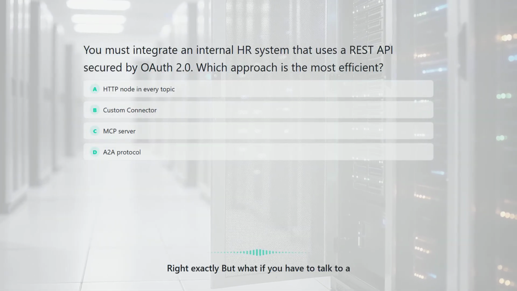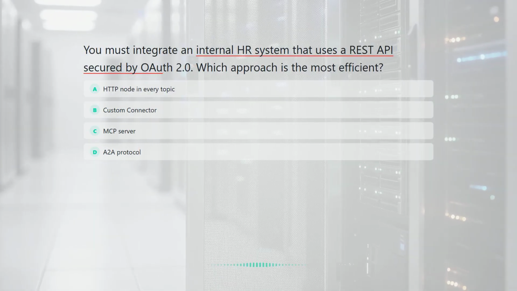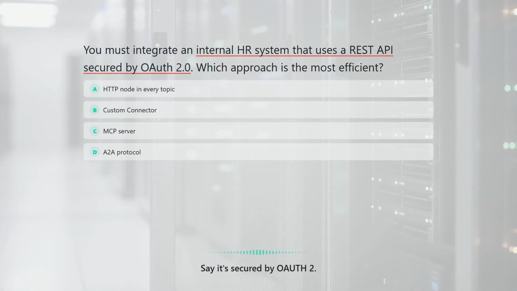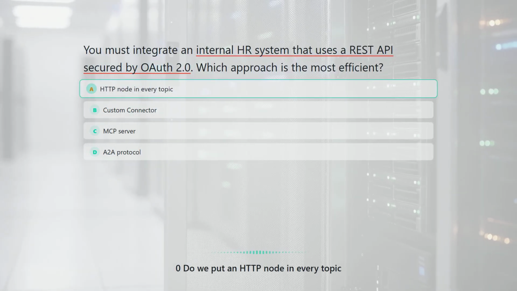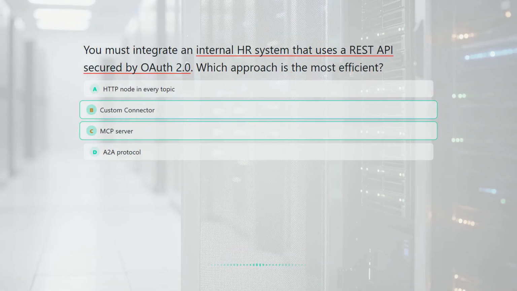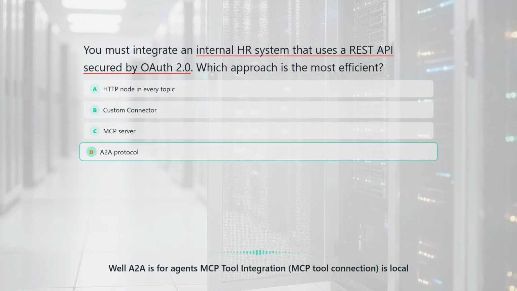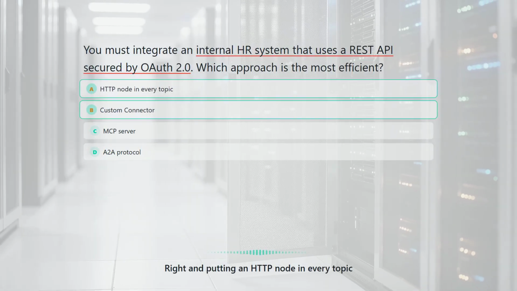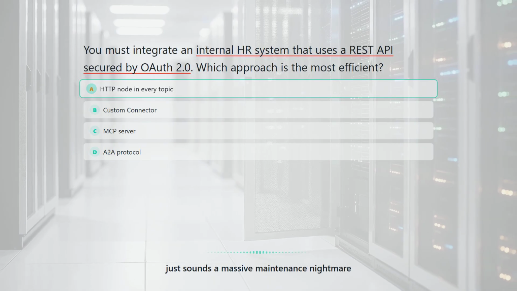Right, exactly. But what if you have to talk to a traditional non-agent external system, like an internal HR system? Oh, the legacy systems. Always a headache. Say it's secured by OAuth 2.0. Do we put an HTTP node in every topic, use a custom connector, an MCP server, or the A2A protocol? Well, A2A is for agents, MCP is local. So it's a shootout between the HTTP node and the custom connector. Right, and putting an HTTP node in every topic just sounds like a massive maintenance nightmare.